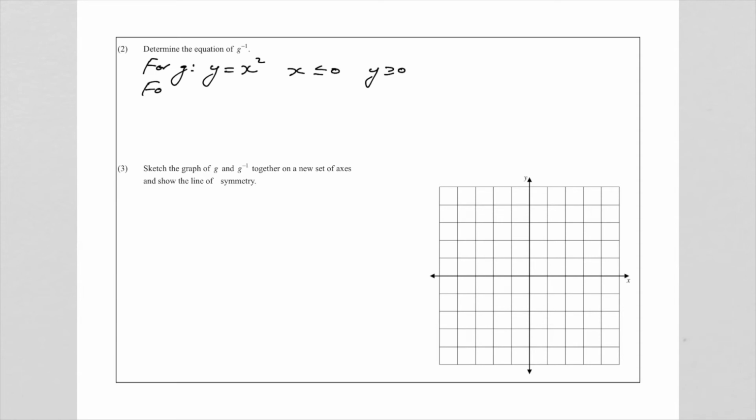Now for the inverse, we interchange x and y. X becomes y, y becomes x. So we will get x is equal to y squared, and we're going to interchange the domain and range as well. Remember, always x becomes y, y becomes x. So that means the domain becomes the range, and the range becomes the domain. So we will get y is less than or equal to 0, and x is greater than or equal to 0, because that x becomes y, and that y becomes x, the same as what we did here.